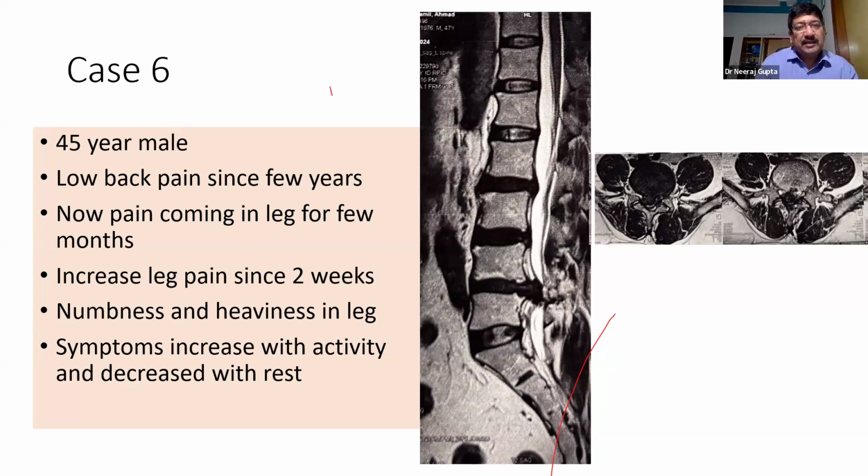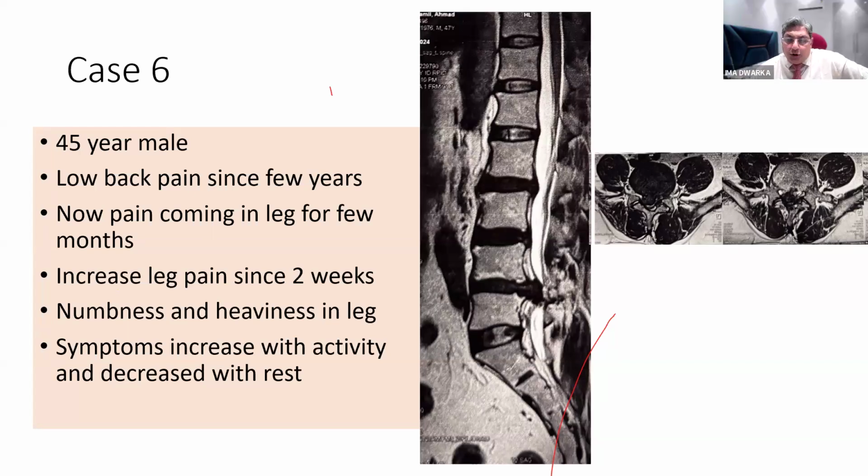And if at all instability is there, then we need to do the fusion, and then the role of screws comes. We need to put the screws inside, remove the disc, and put the cage. But otherwise, if there is no instability, we can do only decompression, which is a very small procedure, which can be done either endoscopically or microscopically.